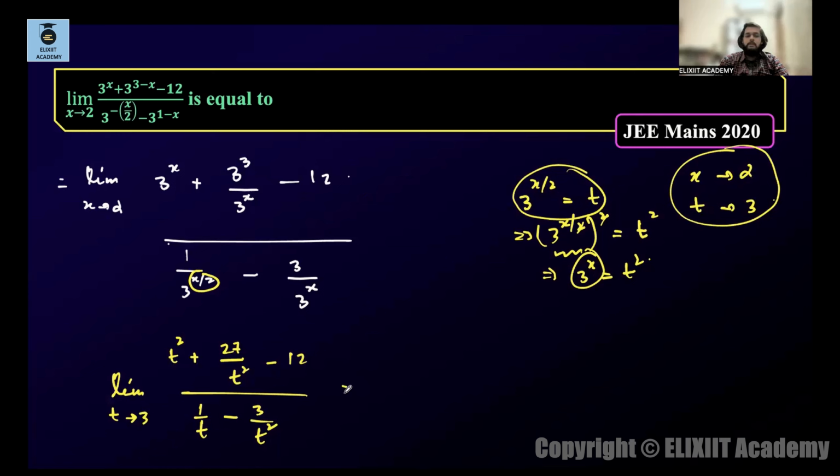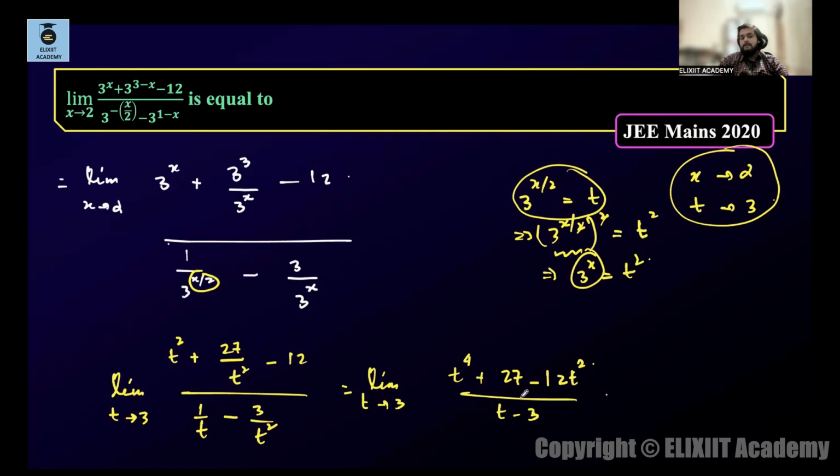So now we solve this limit. Now this becomes much simpler. So limit t tends to 3. Now we simplify this. Once you take the LCM, this t square and t square will get cancelled. So you're left with t raised to the power of 4 plus 27 minus 12 times t square, divided by, here we have t square, 1 upon t minus 3 upon t square. So this will become t minus 3. Got it?